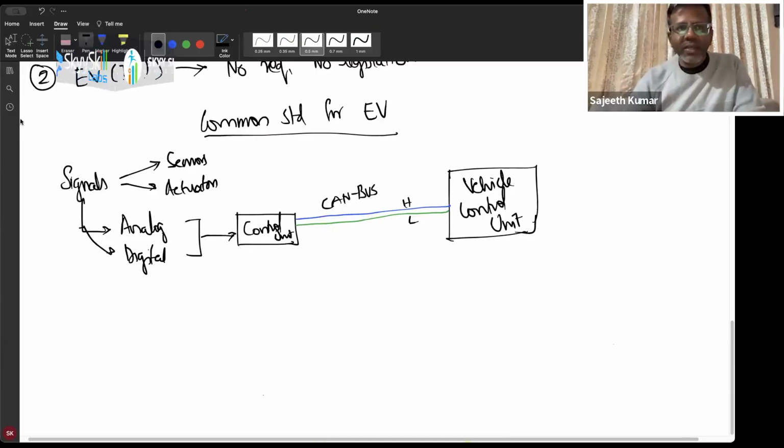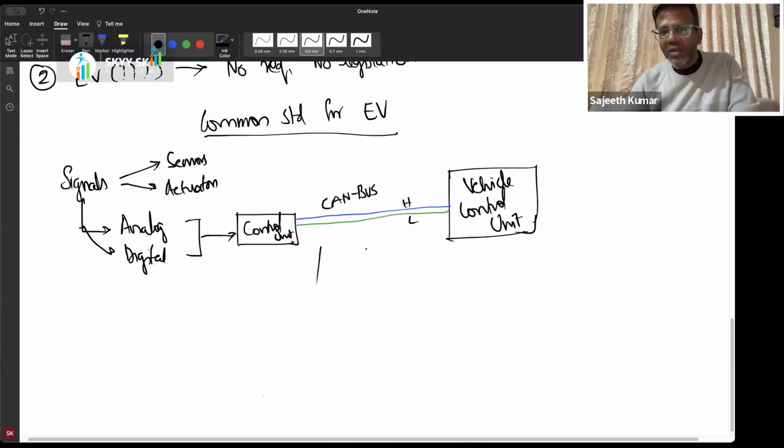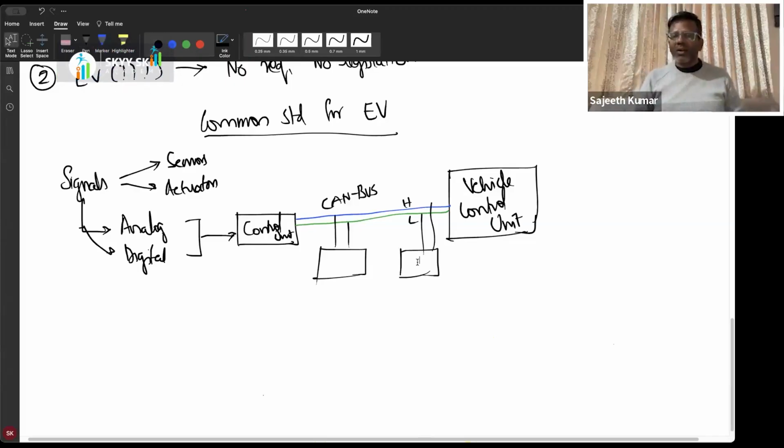So what this means is that it's not just going to be one single control unit which is sending out. There could be multiple control units. That's what a bus topology is. There's going to be multiple control units sitting on the same network. They're all sending out the messages. Everything is going over CAN, and the vehicle control unit is receiving it. It's processing whatever is happening.